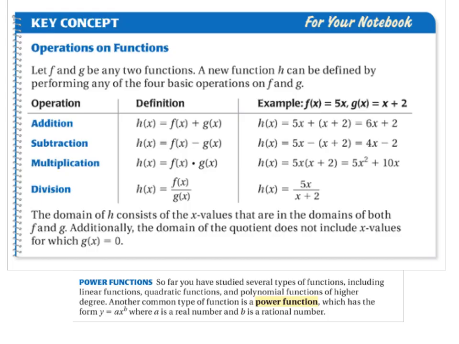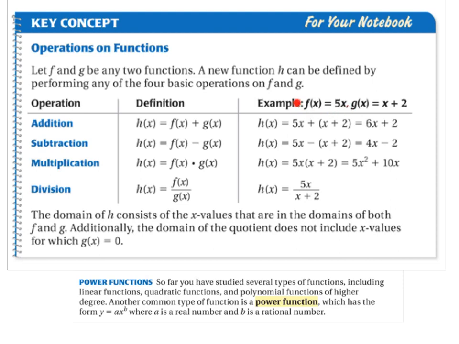Right, getting into our actual material. Operations and functions. So let f, the function f, and the function g be any two functions. A new function h can be defined by performing any of the four basic operations on f and g. So I can add: a new function h of x is equal to f of x plus g of x.